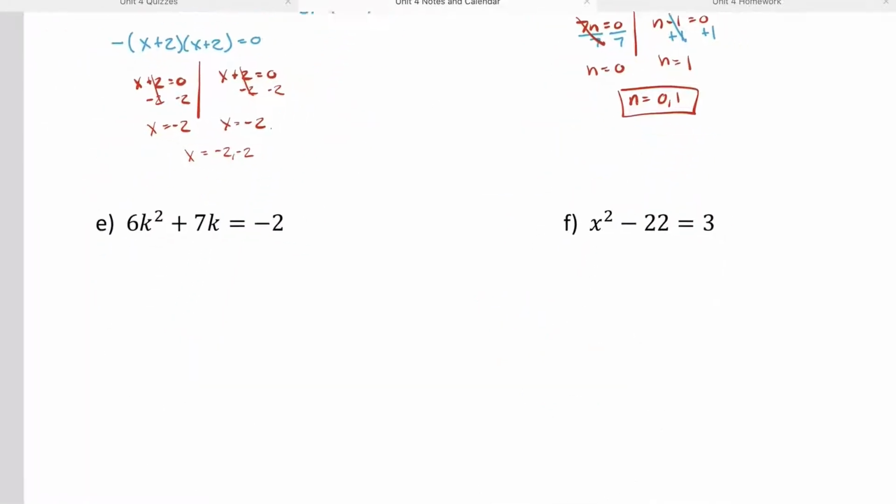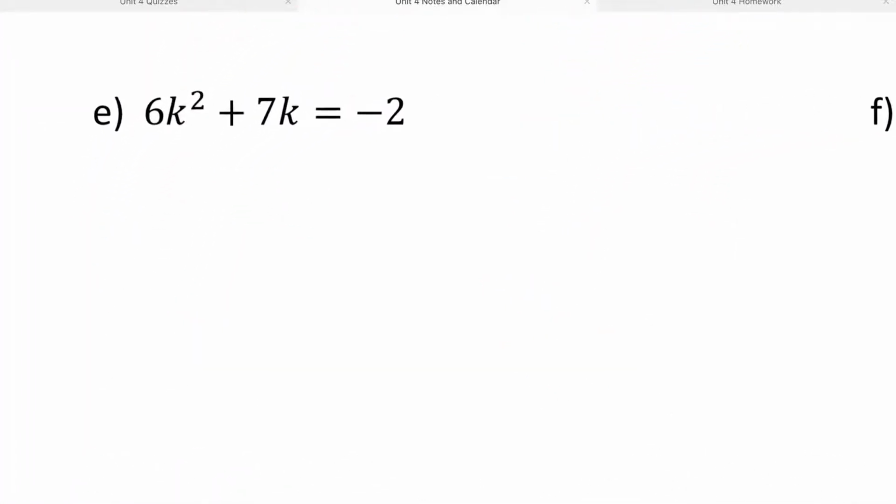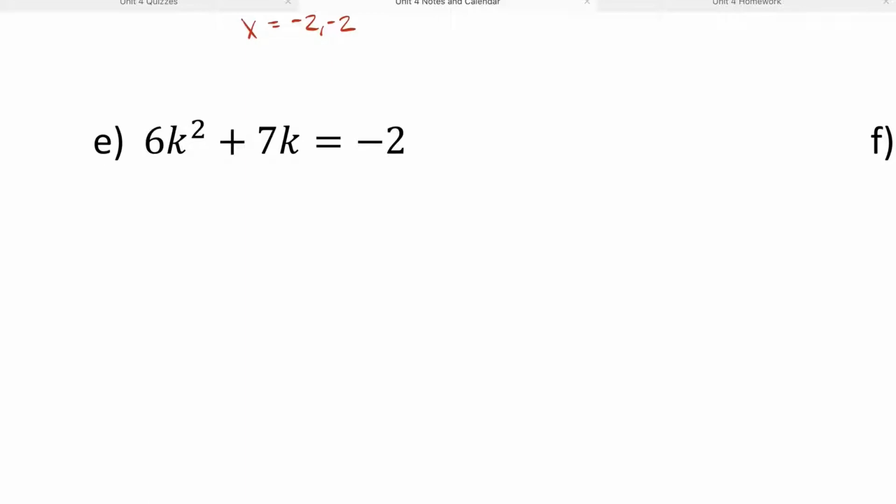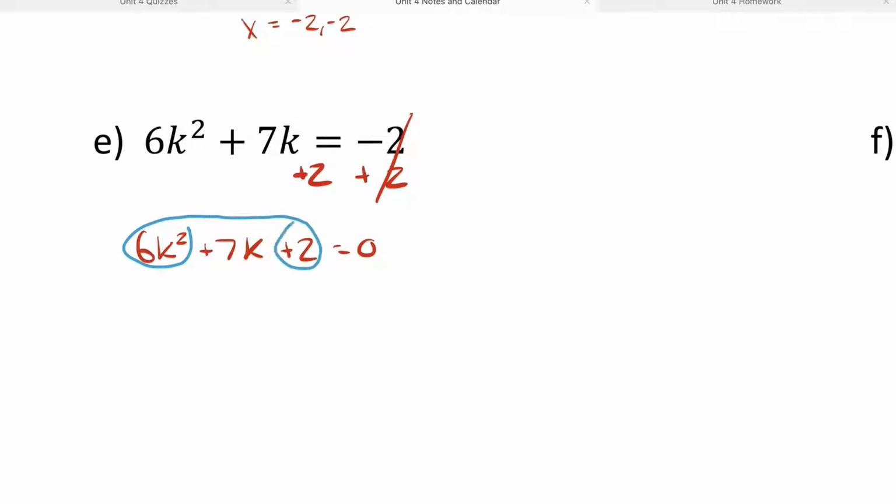All right, E. The first step, standard form. This is not in standard form, so we'd need to add 2 to both sides. That would give us 6k squared plus 7k plus 2 equals 0. There's no greatest common factor. And since a equals 6, we're going to have to use the longer way.